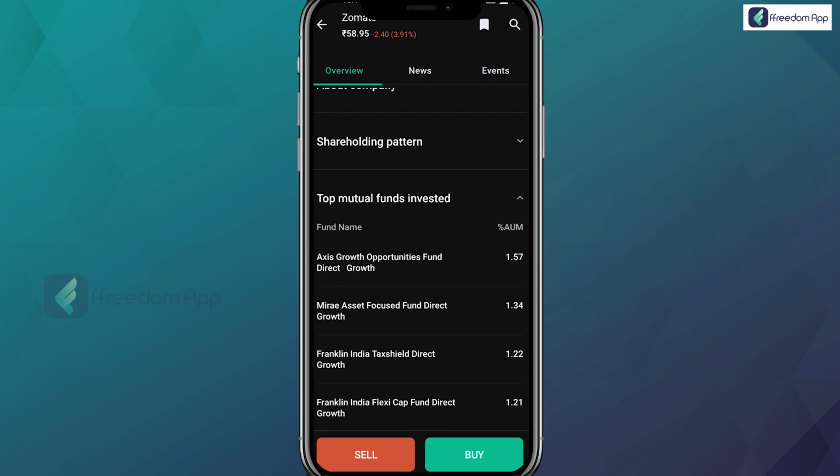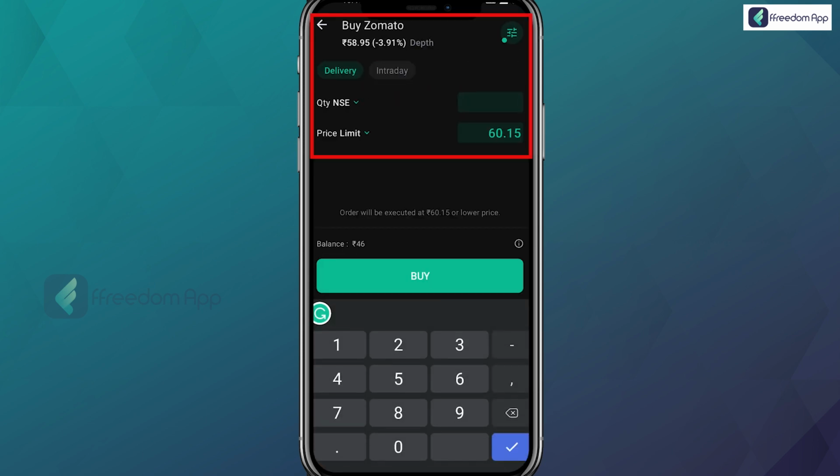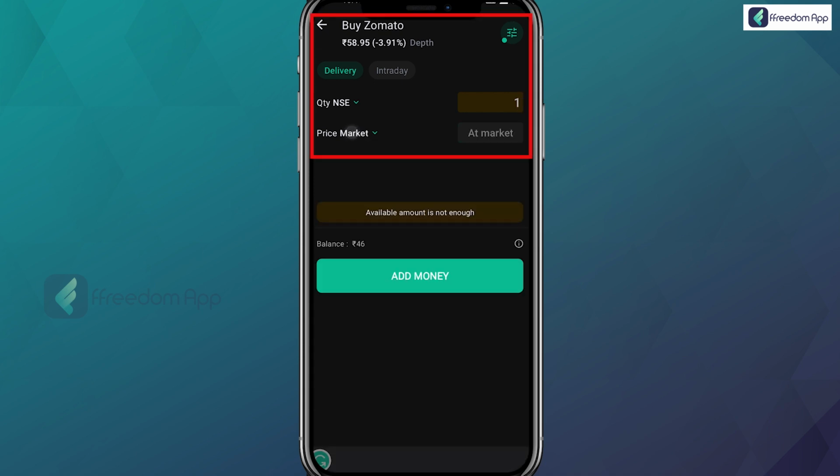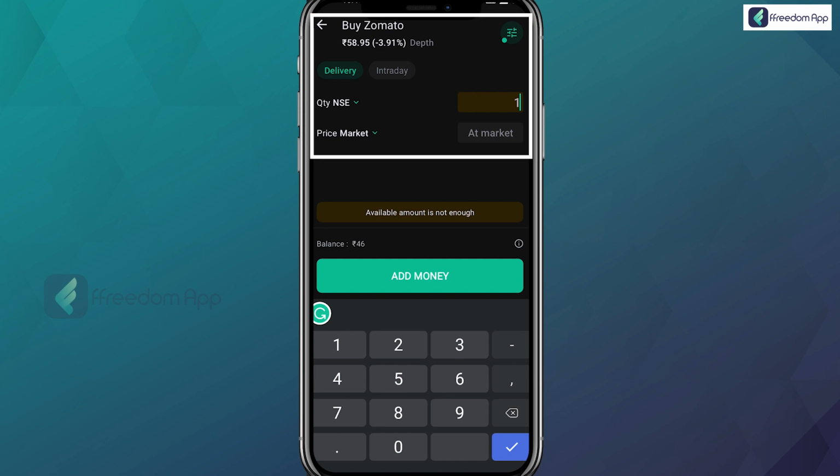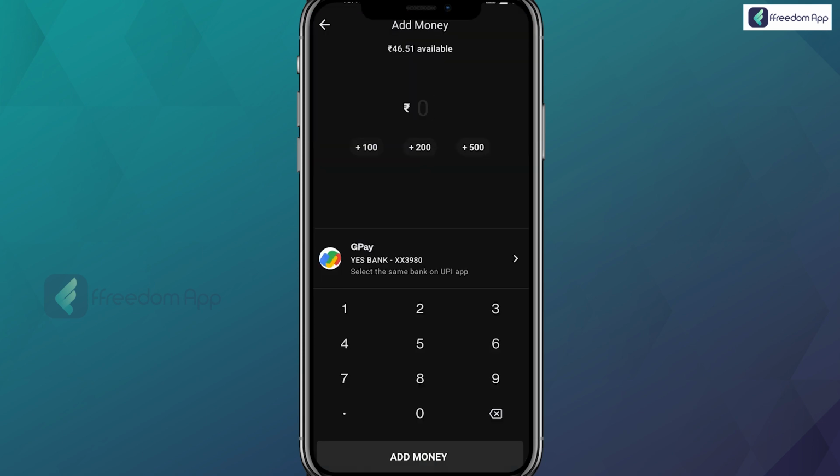So I have decided to buy a share of Zomato right now. So I'll just give buy here. I'm taking 1. Price limit has been set at 60.15. Do we all remember what price limit is? When the share reaches this price, automatically it will be bought. So what are we going to select here? Price market, which means whatever price is there in the market right now, we are going to buy. So I'm going to add money here. We have the money in our balance right now. So I'll give 1 share as of now and I'll give buy.